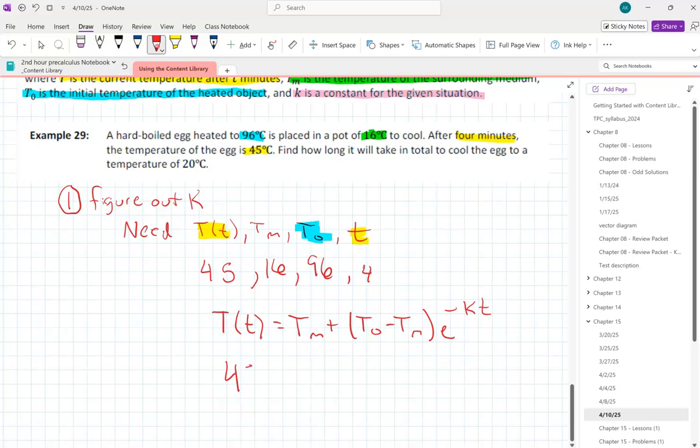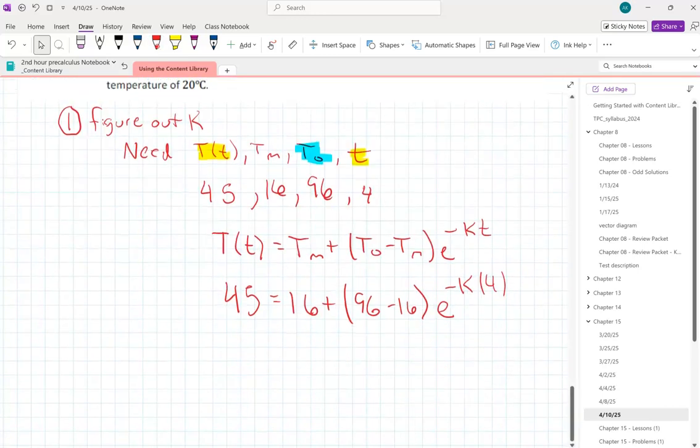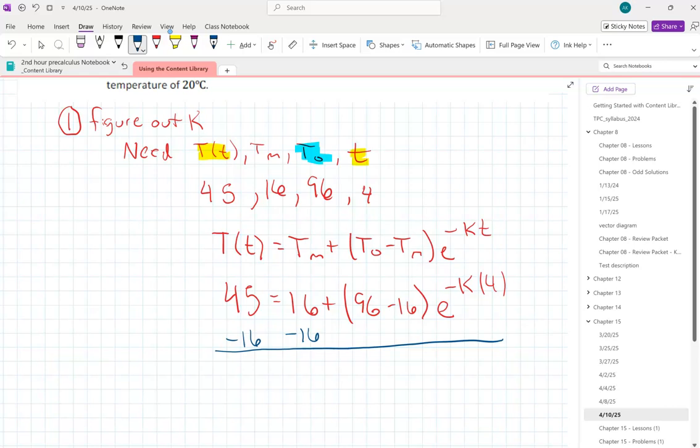So I have 45 equals 16 plus 96 minus 16 e to the negative k times 4. So now I'm going to solve for k. So we'll subtract 16 from both sides. Again, the goal is to get that exponential piece by itself, right?